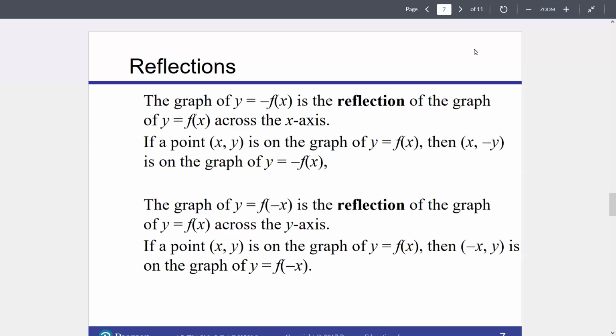Okay, so reflections. We have two reflections that we are going to worry about right now. The graph of y equals negative f(x) is the reflection of the graph of y equals f(x) across the x-axis. So what's going to happen is these y points are going to change. If this point (x, y) is on the graph of f(x), then (x, -y) is going to be on the graph of negative f(x). We'll do this reflection first, and then we'll talk about the other one.